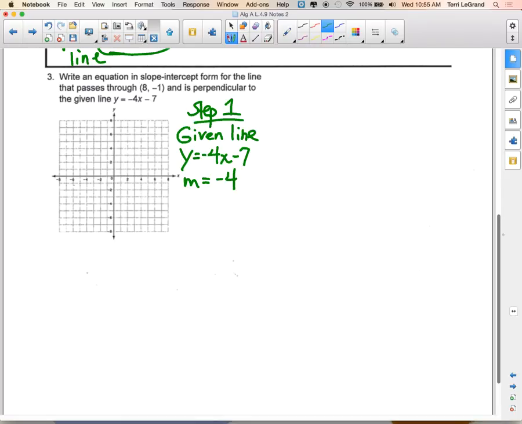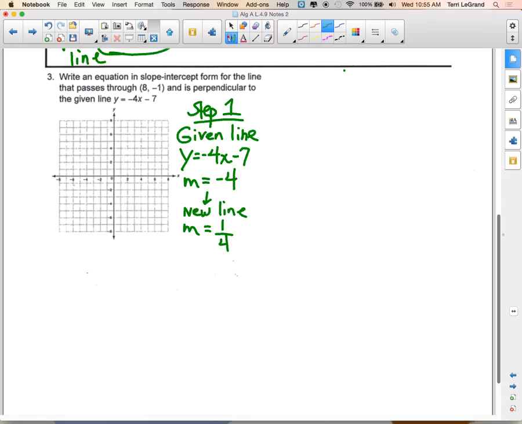Which means then that the new line has to have a slope of what? First of all, this one's negative, so this one has to be positive. The reciprocal of 4 is 1/4. So the new line has to have a slope of 1/4.